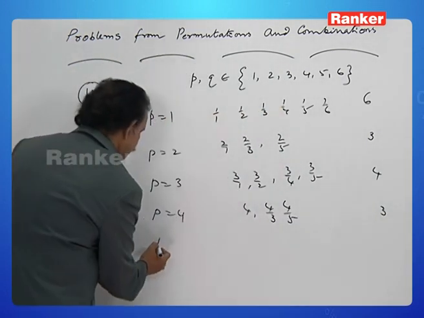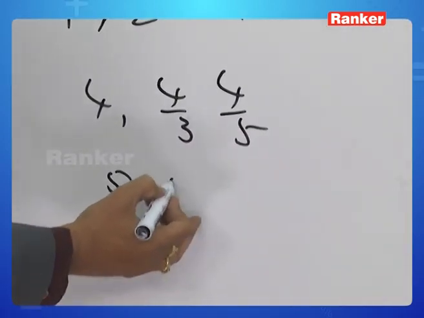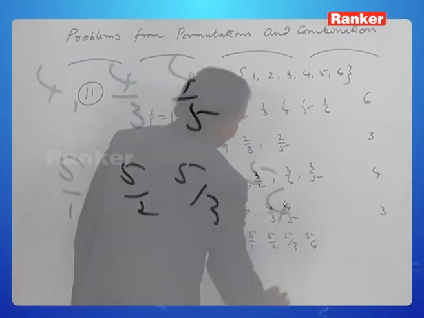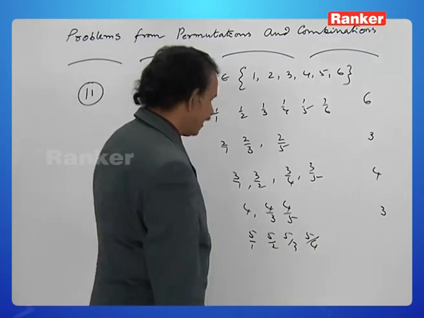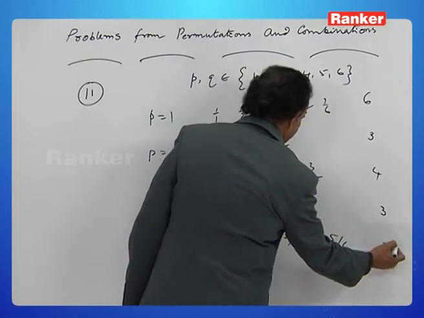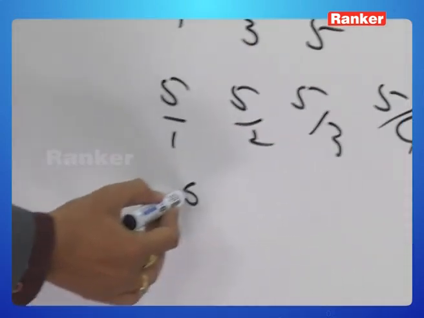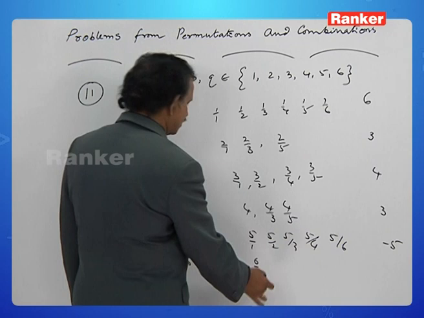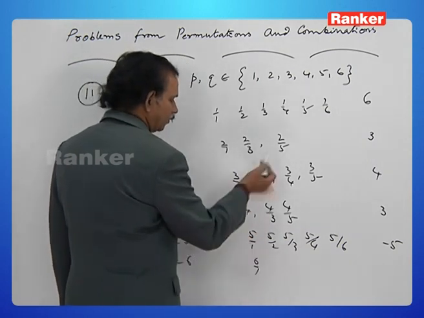3. Suppose P is equal to 5. How many are they in number? 5 by 1, okay. 5 by 2, okay. 5 by 3, okay. 5 by 4, okay. 5 by 5, no. 5 by 5 is 1, already counted. 5 by 6, okay. Count them. How many are they in number? 5. If P is equal to 6, what happens? 6 by 1, okay. 6 by 2 means 3, not okay, already counted. 6 by 3 is 2, already counted. 6 by 4, 3 by 2, already counted.